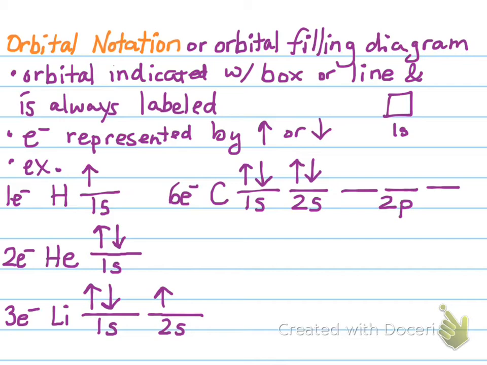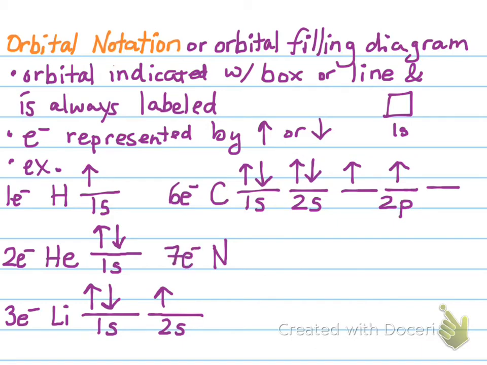So now I need 6 electrons total, so that leaves 2. Now, this is Hund's rule, which says that I'm going to put electrons into different orbitals before I start to pair them up. Okay, so I'm only going to have 1 electron in each orbital there. All right, after carbon, we're going to look at nitrogen. Nitrogen has atomic number 7.